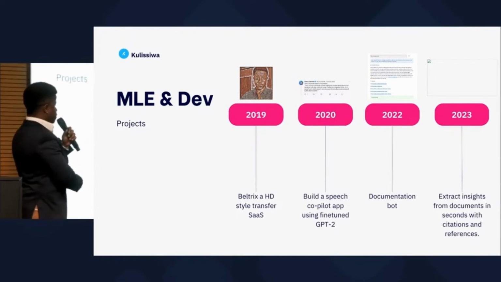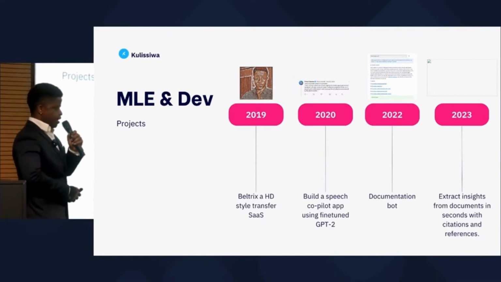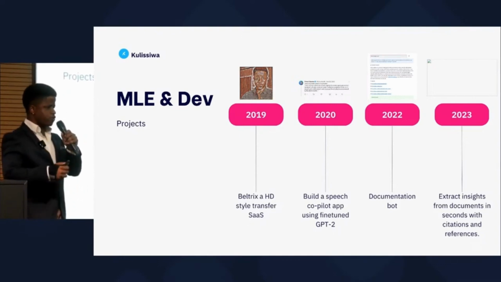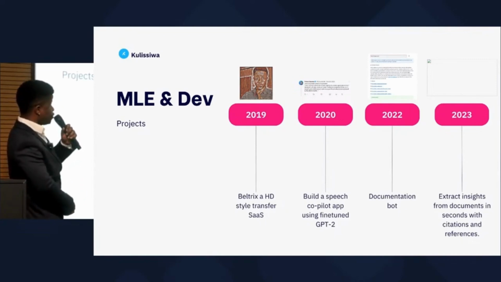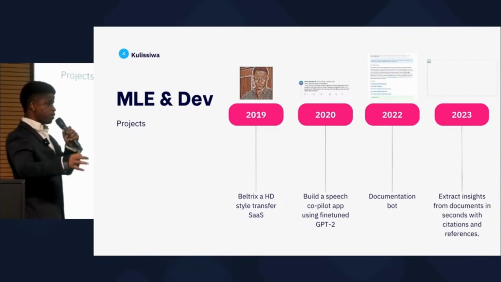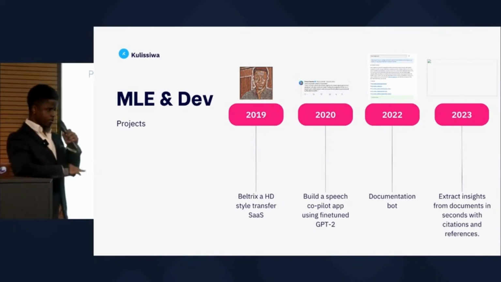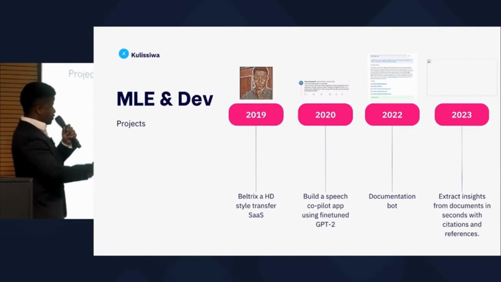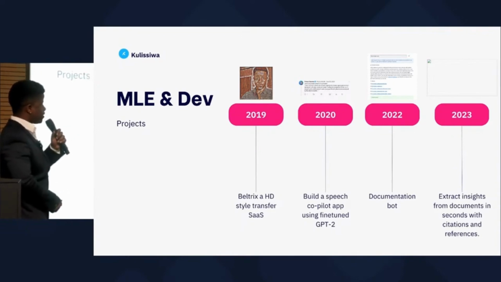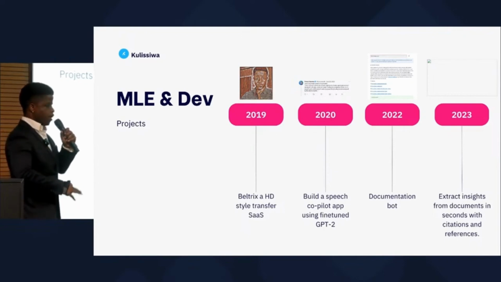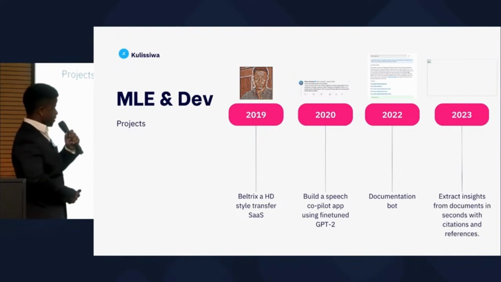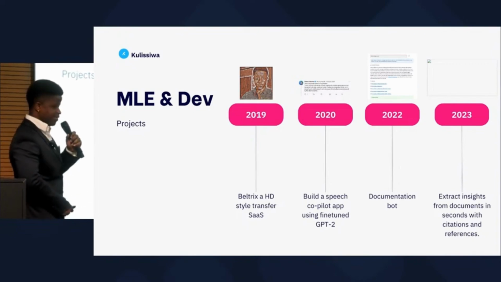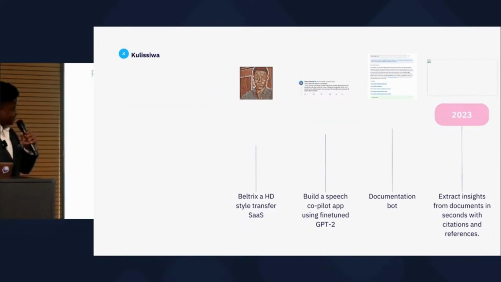And then I went on to build a speech copilot. I like to give speeches, and I was like, what if I could actually make the script using a large language model? Back then it was GPT-2, so I fine-tuned it and deployed it to production. I fine-tuned it on the 100 best speeches of the world. There's a book with the top 100 speeches. That was my first experiment with it. And then later on, whilst working at Neptune AI, I developed a documentation bot to help our support team handle hundreds of customers. And nowadays, I'm working on Kulissiwa. I'll talk about Kulissiwa in a minute.